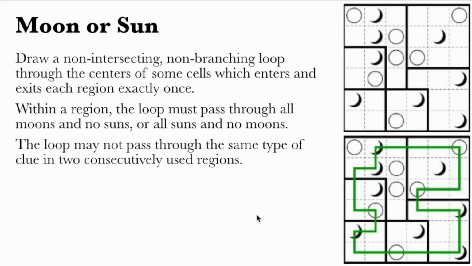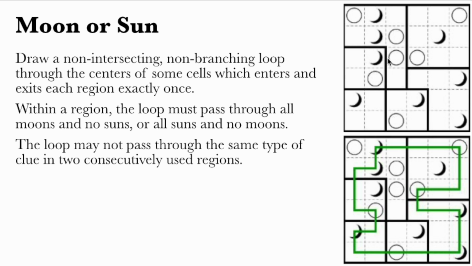Moon or Sun is a loop drawing puzzle in which we will draw a non-intersecting, non-branching loop through the centers of some cells, which enters and exits each region exactly once. The sum cells here is telling us this is not like a simple loop puzzle where we have to visit every cell in the grid. We're going to be skipping some, as you can see in the example, but we are going to make a full loop. It enters and exits each region exactly once.